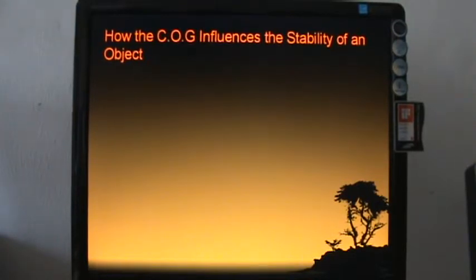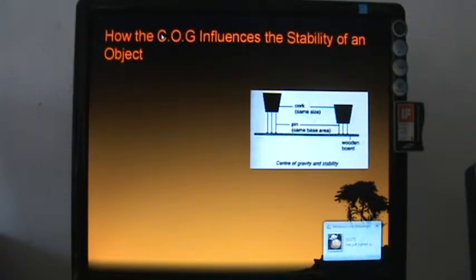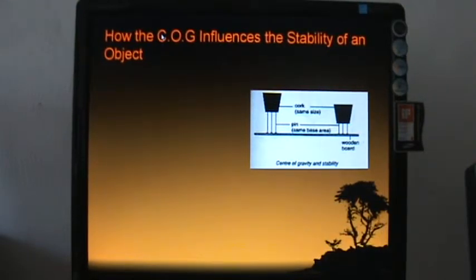Okay, what are the factors? So you look at this one. What do you see? Do you see the same area, the base area? Yes. Same legs, same base area. But you see the cork are having the same size as well. But the only difference is in terms of height. In terms of height, the center of gravity for the first one on the left hand side is actually higher. The center of gravity is higher.